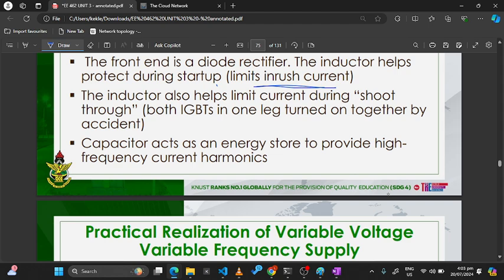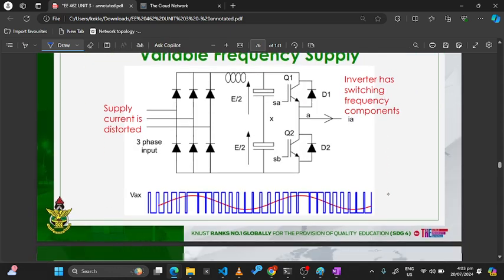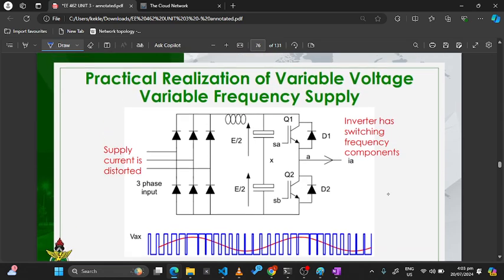So the capacitors act as an energy store to provide high frequency current or harmonics. Okay, so the pulse width modulator is connected to the gate of these devices over here. The pulse width modulator regulates the switching of the switches you have over here.